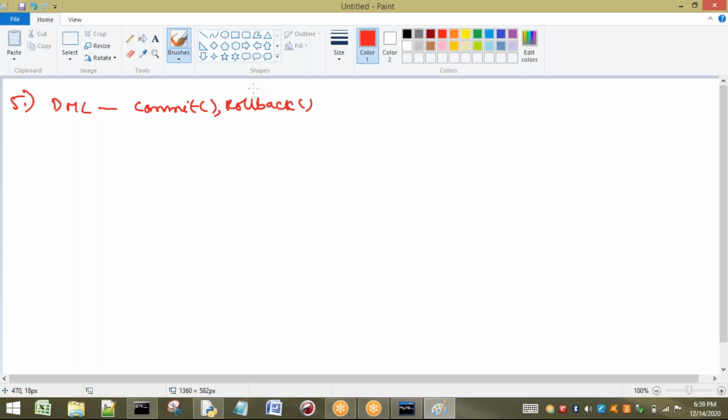When can I apply these commit and rollback functions? When I'm going to apply some of the DML commands, that means let us consider I am manipulating the data.